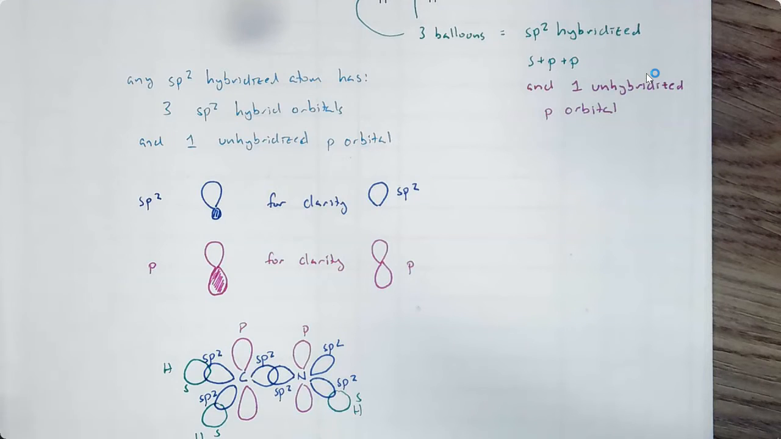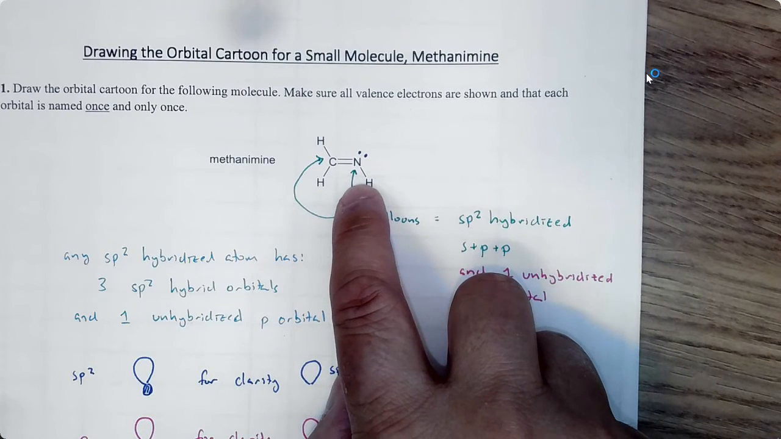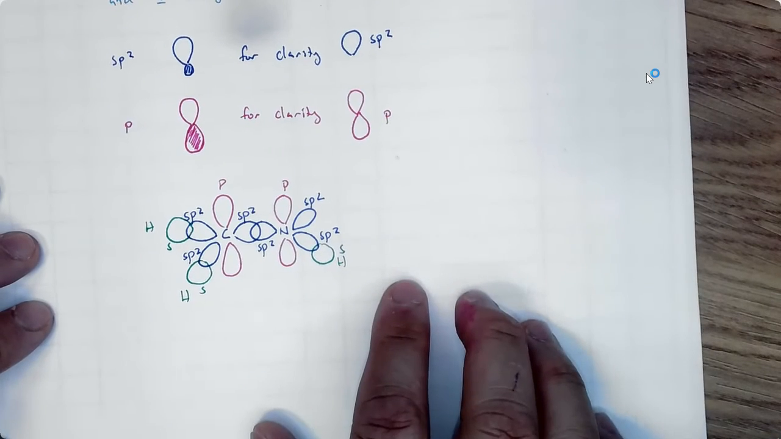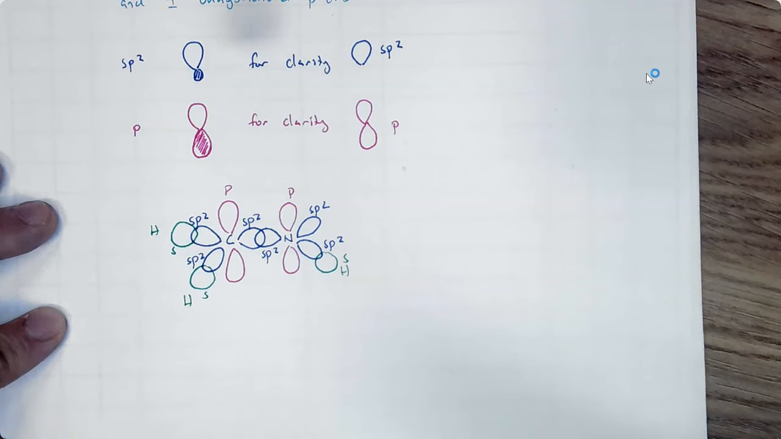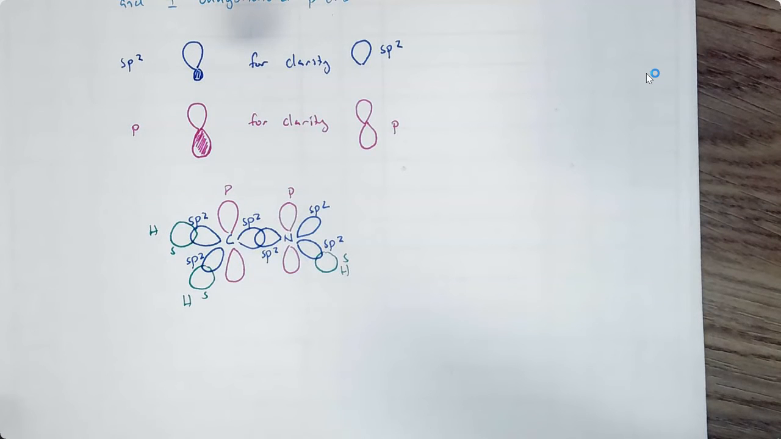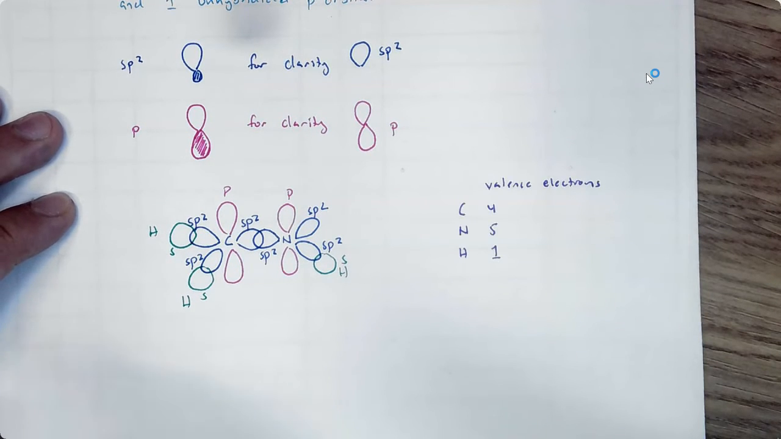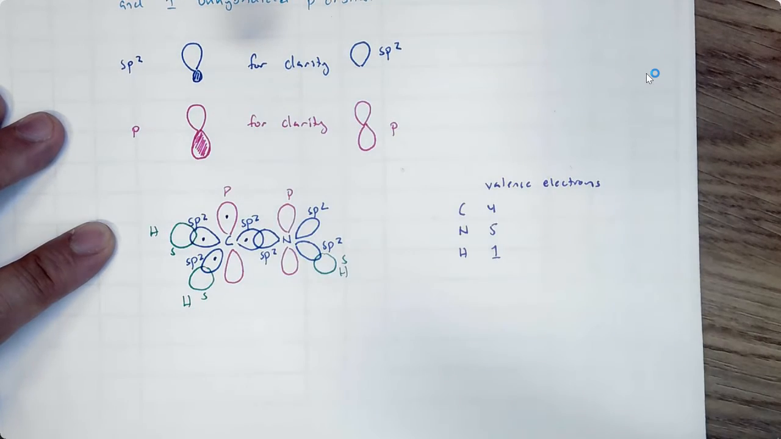So we've done a lot. We've identified the type of hybridization for each atom. We filled in the lone pairs on our Lewis structure. We drew the correct size and the correct number of lobes for each type of hybridized atom. Now we have to account for all the valence electrons, because in this orbital cartoon we should be able to see all the valence electrons. Let's start with carbon, 4. 1, 2, 3, and 4.